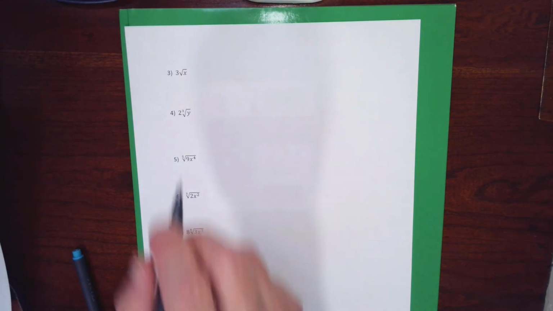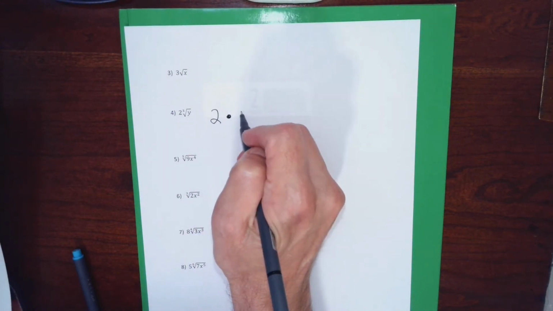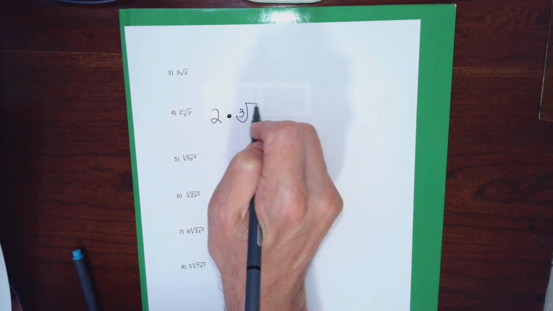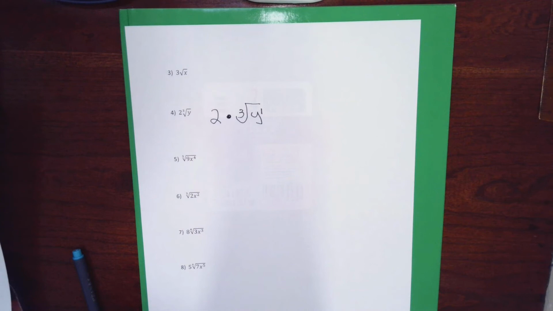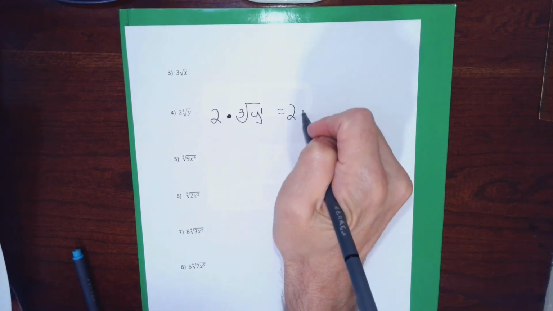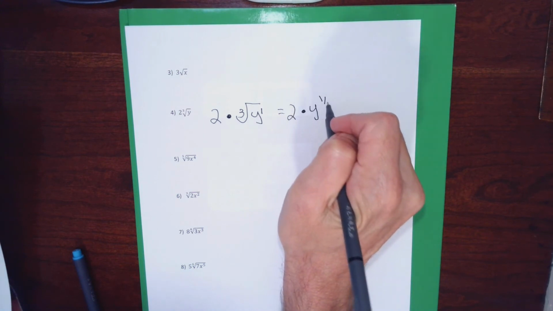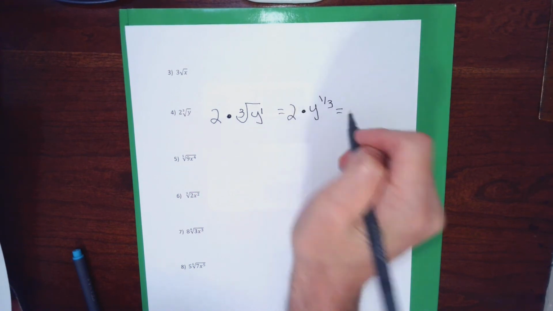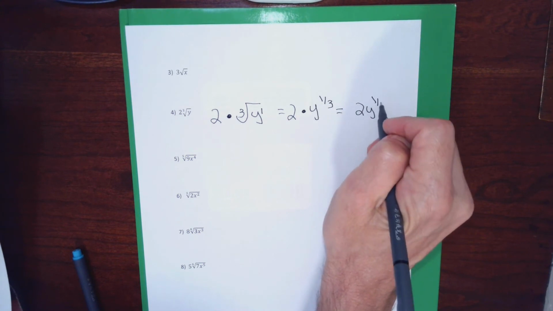For number 4, I'm going to emphasize this is 2 times the cube root of y to the 1st. I need to keep the 2 in my mind separate from the fraction exponent. I don't really need the times sign, but I'm just trying to put some distance between the fraction exponent and the coefficient because the coefficient doesn't get a fraction exponent.